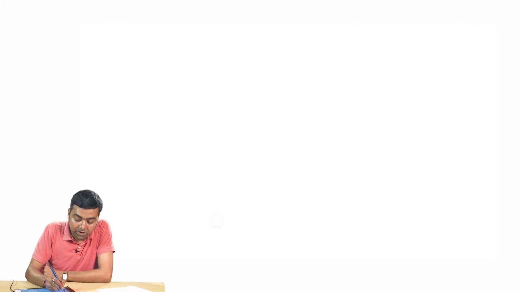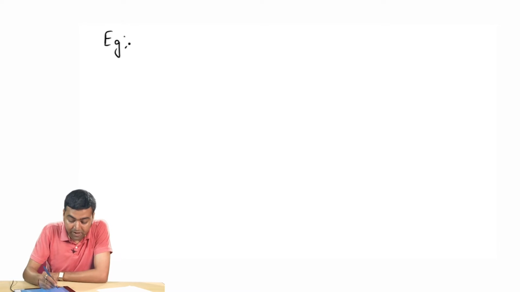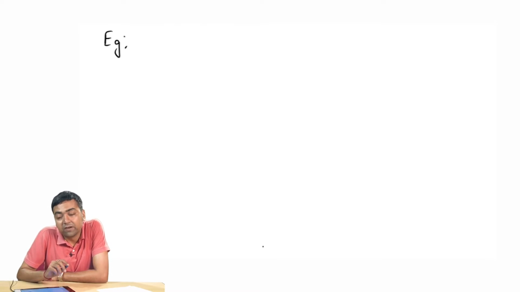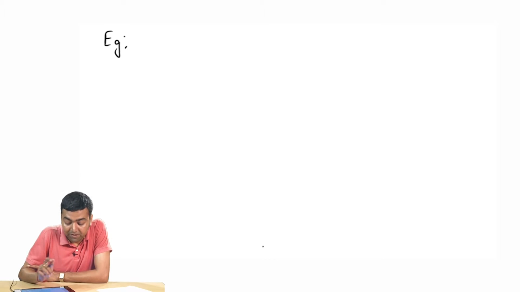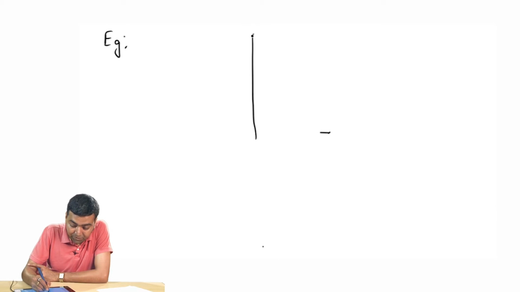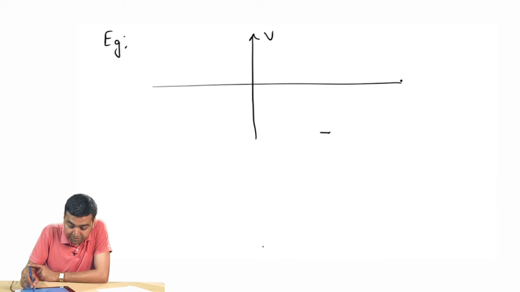So, let us look into an example. What we are trying to solve is a well known problem which we have seen in our quantum mechanics class. We have a potential of this form. Suppose this is my y axis, the potential, and this is my x axis. So, we have a potential of this form.